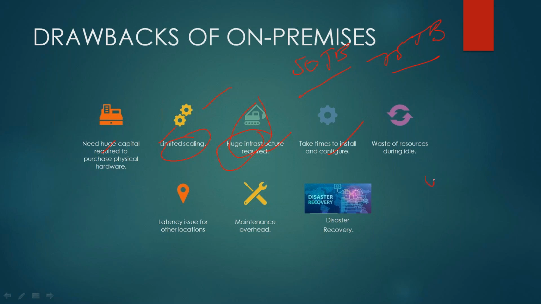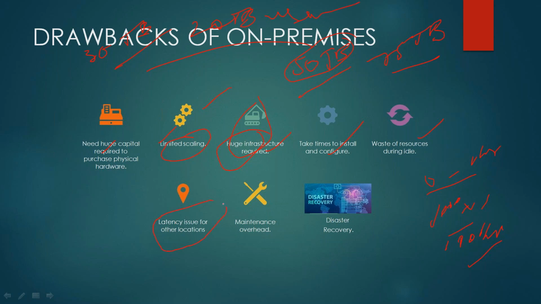For example, let's say one operating system takes 1 hour to install on one computer. So if it is 1000 servers, totally 1000 into 1 hour, 1000 hours it will take. Like that, it will take lots of time to install the software, operating systems and some other things. Then there is waste of resources. For example, you bought 50 TB of storage, but unfortunately you are only getting 30 TB of use. So the remaining 20 TB will be wasted. So that's the major thing.